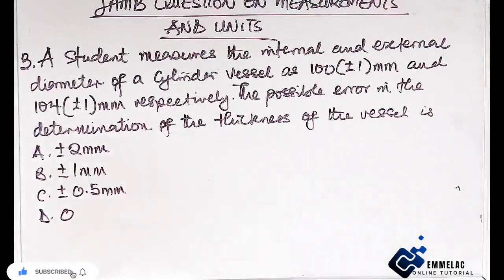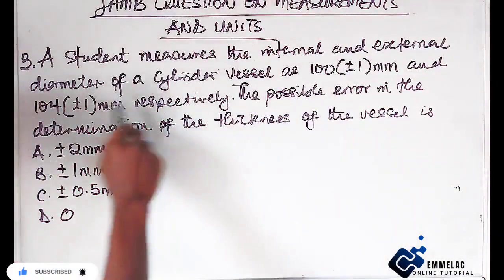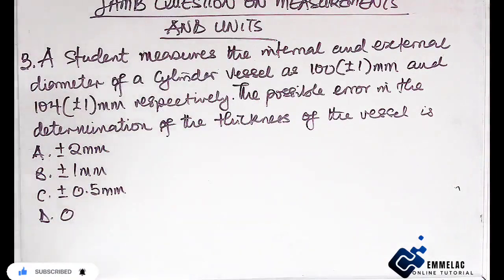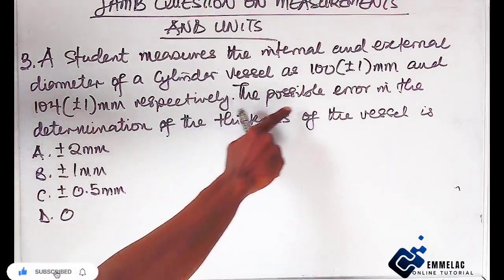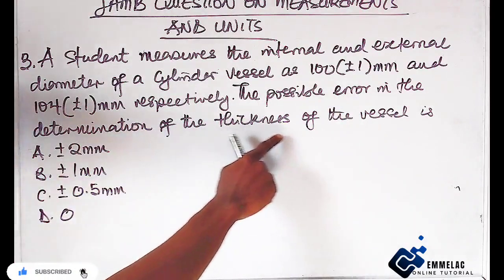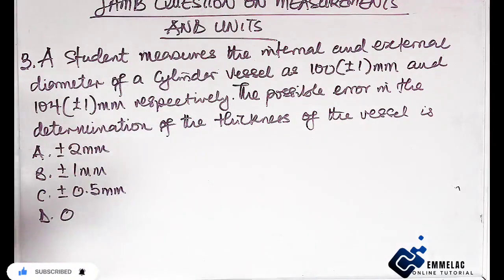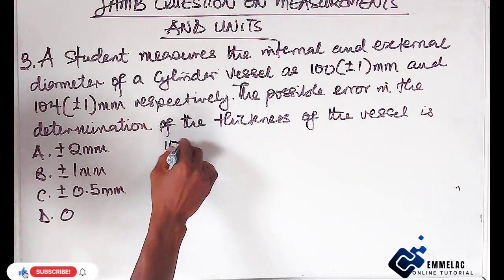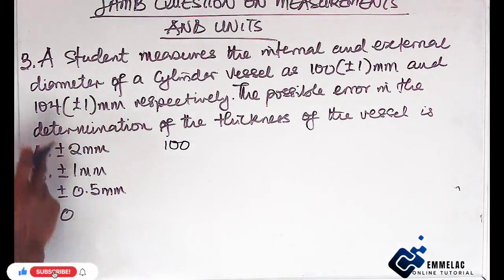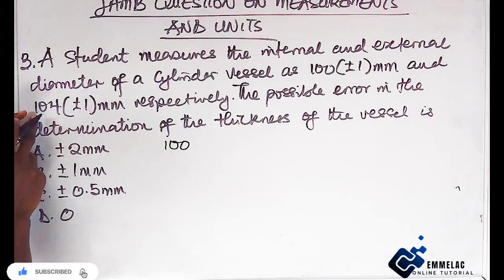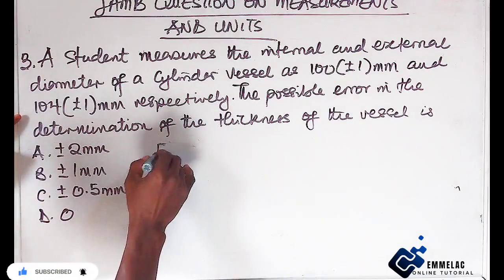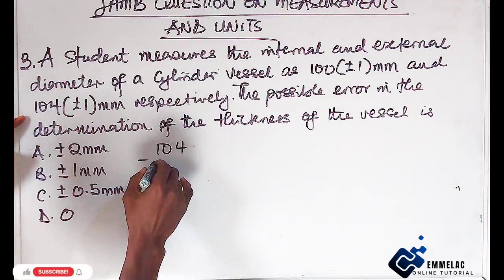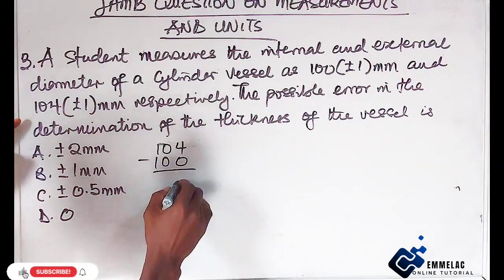Now for number 3, we are told that the student measures the internal and external diameter of a cylinder vessel as 100 plus or minus 1 millimeter and 104 plus or minus 1 millimeter respectively. Now the possible error in the determination of the thickness of the vessel is. Now here what we need to do is, since here we have the value, that will be 100, okay, and here the thickness, that will be 104 minus 100, okay, this will give us 4.